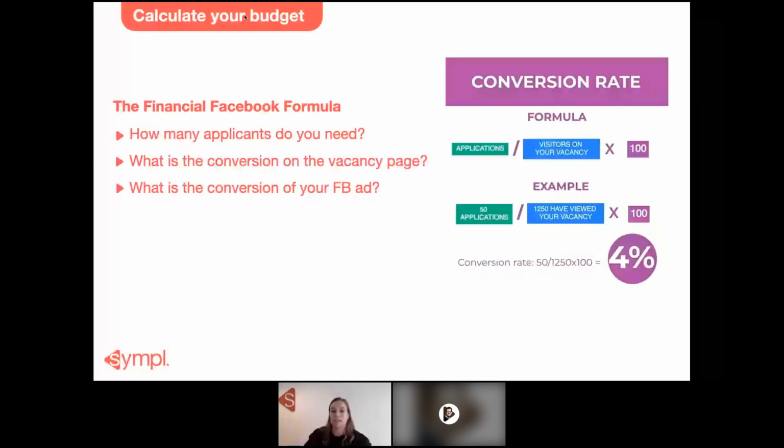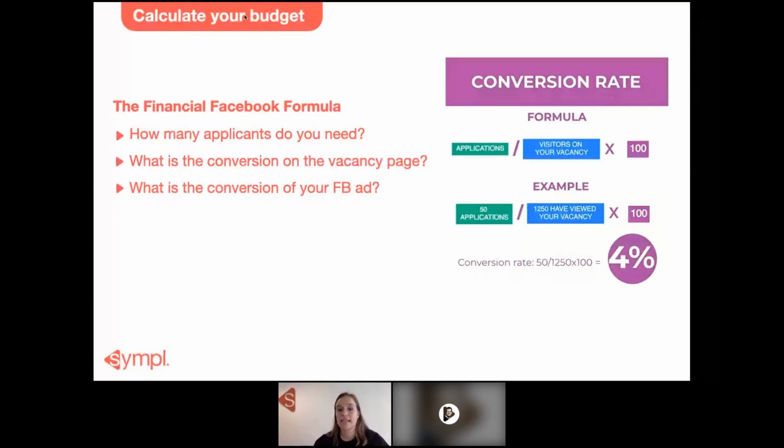Here you can see an example. So for example, if you have 1,250 visitors on your vacancy and you have 50 applications, then you will have a conversion rate of 4%. 4% is a really good number, but it is important to also have a look at the quality of all those applications, because if most of them are off target and not good for your specific vacancy, then you have nothing with a good conversion rate.